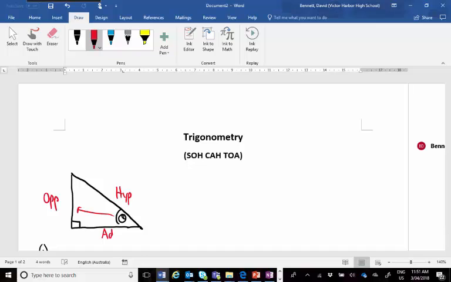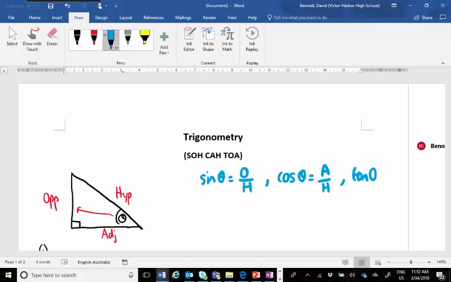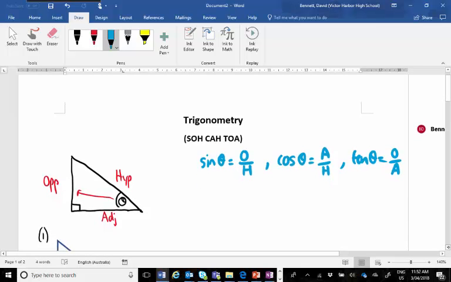The way I remember this is SOH CAH TOA, so sine theta is equal to opposite over the hypotenuse. We know that cosine of theta is equal to the adjacent over the hypotenuse. We know that tan theta is equal to opposite over the adjacent. Now, let's not try to remember everything, but that SOH CAH TOA just covers it for me. It's the only thing I ever have to remember.